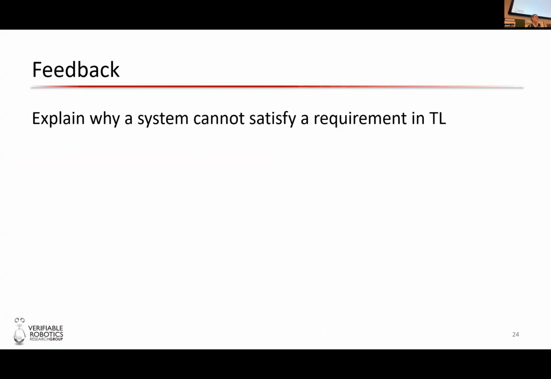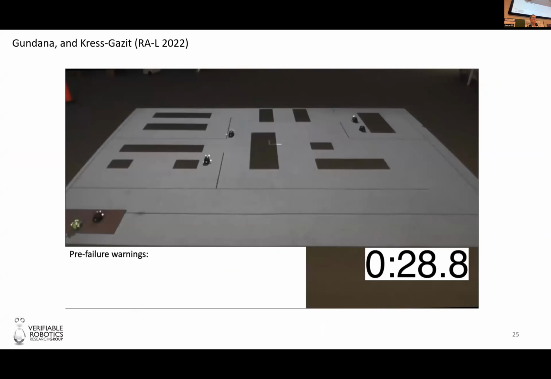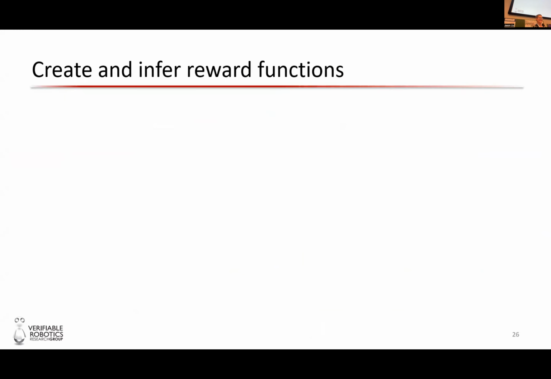We can provide feedback. We can explain ahead of time why we might not be able to satisfy the task. We can explain as we're going, for the STL case, what is a possible failure mode, what we call pre-failure warnings. What might happen now that will make me fail? So we showed, actually let me skip this.